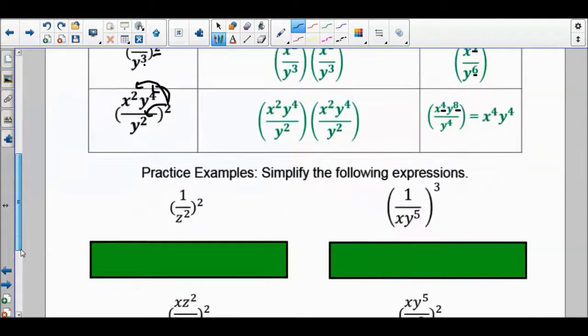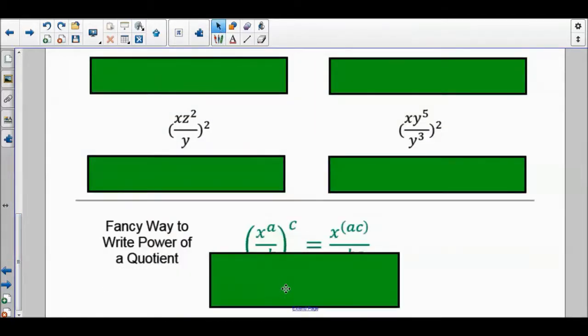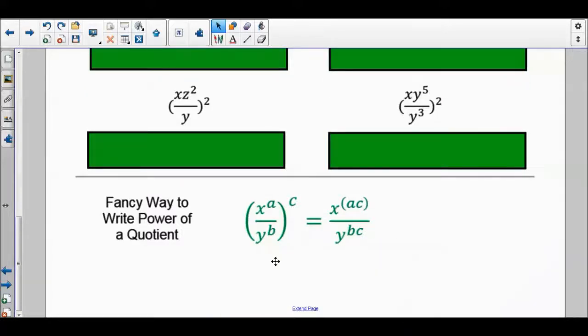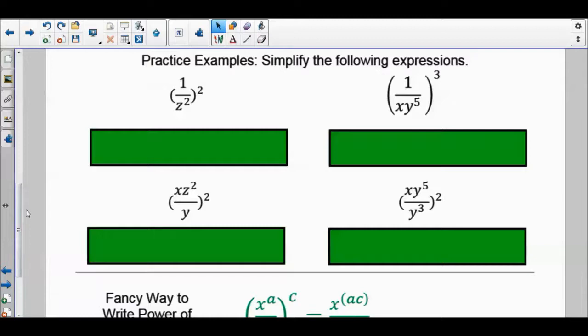So then let's write our rule for this one. The way that we can write this using algebra, okay, so if we had x to the a over y to the b, and everything's being raised to the c power, you're going to take that c and multiply it by every exponent. So you would have x to the a times c and y to the b times c. Okay, up here we've got 4 examples for you to try. Again, you should pause the video, try it on your own, and then come back and check your answers.